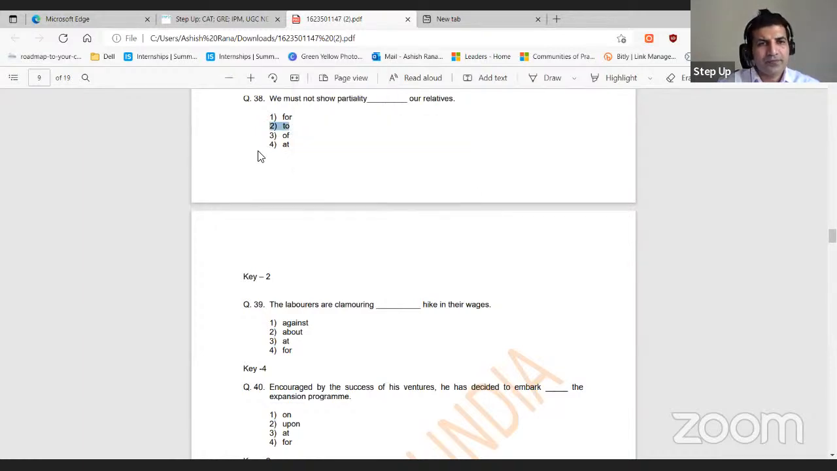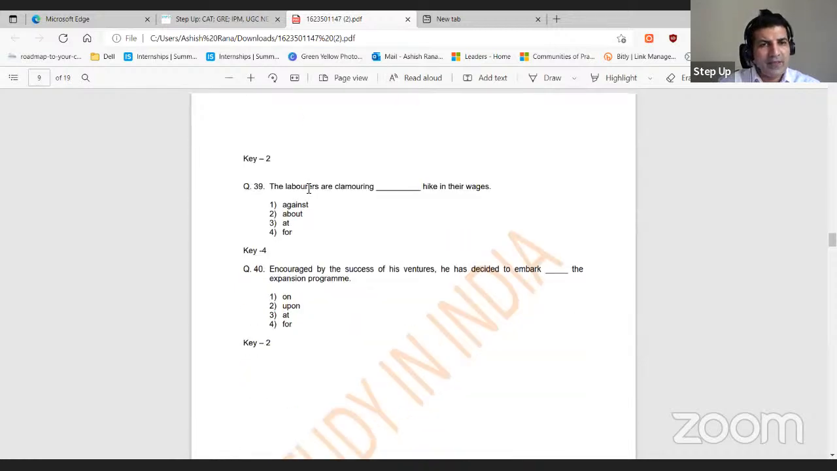All right. The laborers are clamoring dash hike in their wages. Meaning they are requesting or asking, sort of wanting something. So they're clamoring for a hike in their wages. Wages meaning salary, I hope you understand that. Wages for our salary.